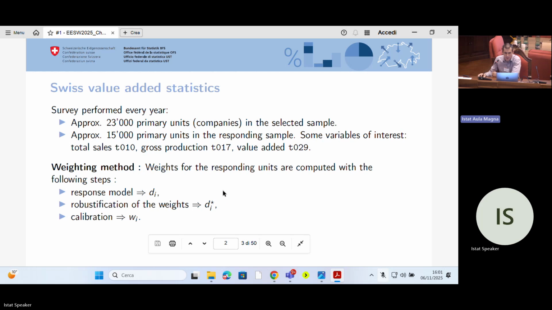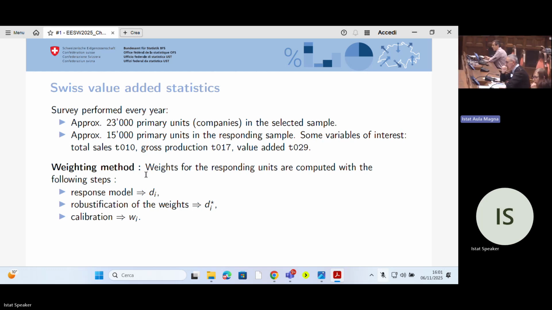I want to talk about the weighting method, how we give weights to these 15,000 units. Here you have an overview of the process. We go through 3 steps. We first choose a response model, and after the response model, we have some weights for each unit. I call them DI. The second step is the robustification of the weights, which transforms some of the weights DI into new weights, DI star. And in the end, we rely on calibration. These auxiliary data, this financial data, this tax data, we use them, but not to replace the survey. We still do a survey, but we use them in this calibration step.